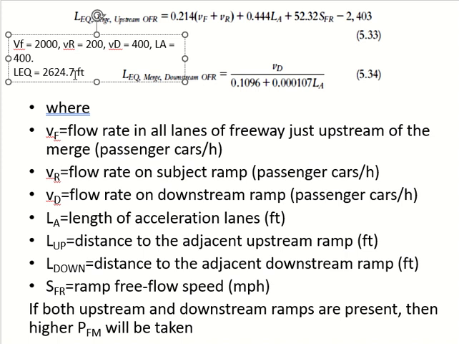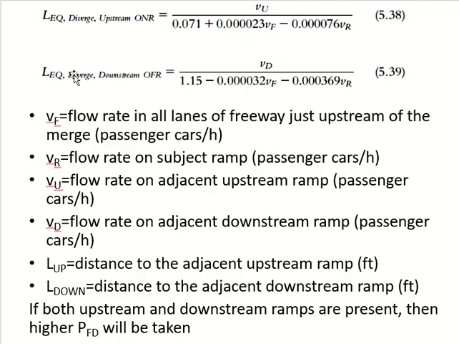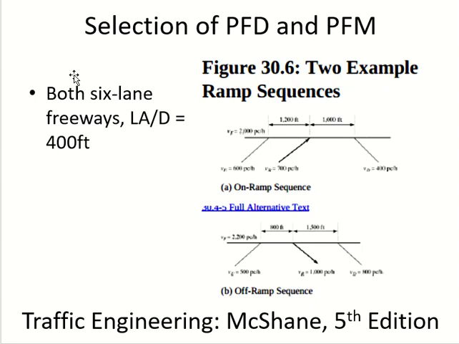Now the condition changes if it is more than D or less than D. My D is 1000 feet. For the downstream off ramp, this is 1000 feet. So LEQ is more. D is less. Actual distance is less. The required length is more. What does it mean? This ramp will have an effect on my ramp. The flow of this ramp will have an effect on my ramp. This is what it means.